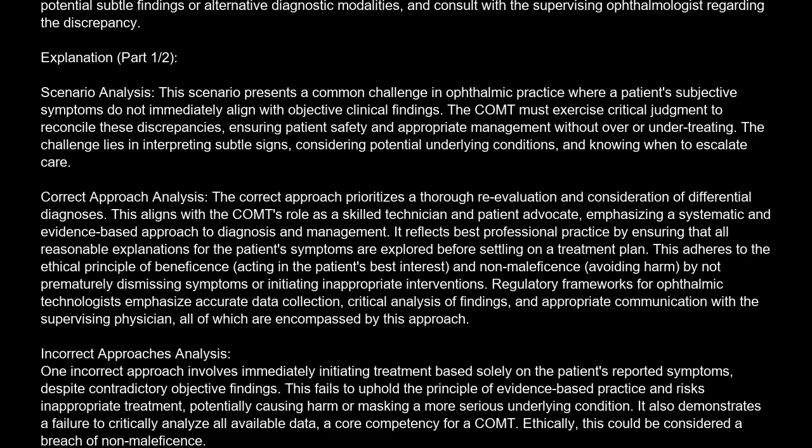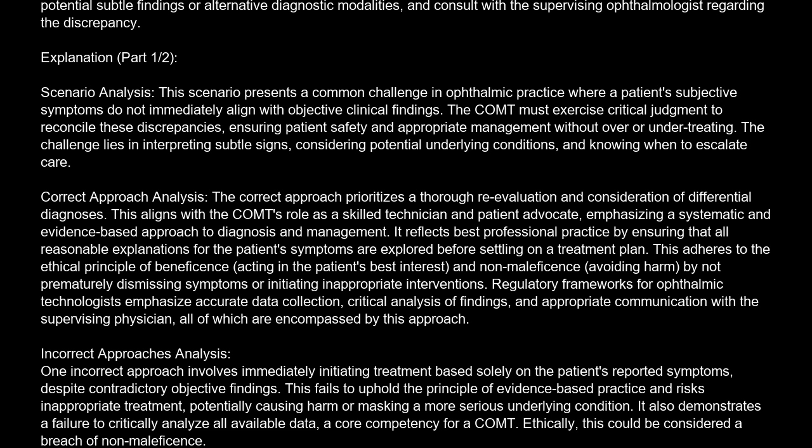The correct answer is D. Reevaluate the patient's subjective complaints and perform a more detailed objective examination, considering potential subtle findings or alternative diagnostic modalities, and consult with the supervising ophthalmologist regarding the discrepancy.